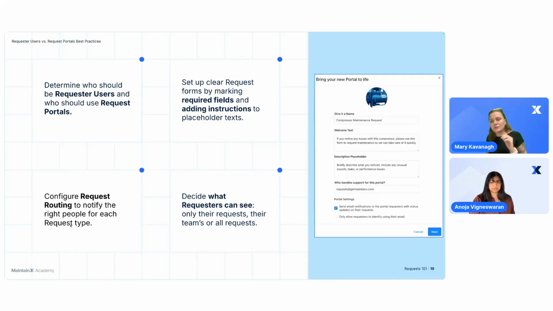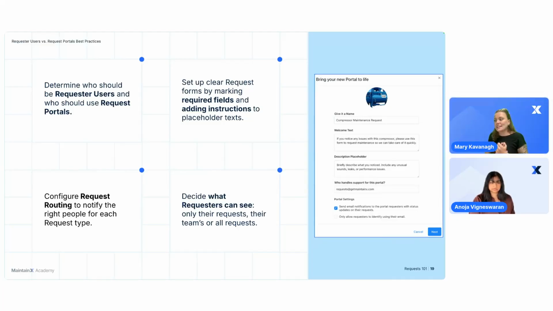Third point, configure request routing to notify the right people for each request type, right? I do not want my safety team being notified that there is a plant that's dead outside. That is not worth their time to go and look into. We want to make sure the right things are getting in the hand of the right people.